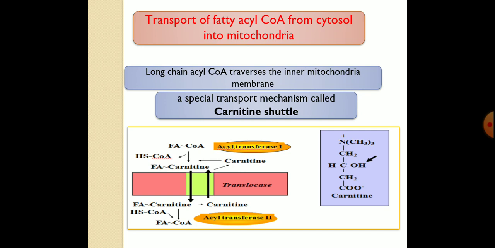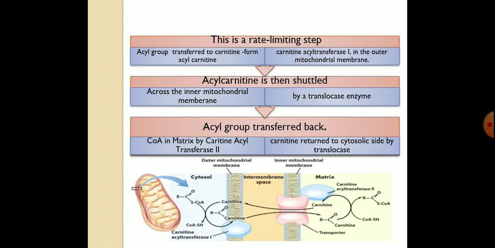So once there is formation of fatty acyl coenzyme A, this long chain acyl coenzyme A traverses the inner mitochondrial membrane. A special transport mechanism is used for this purpose, which is known as the carnitine shuttle. The detail of the carnitine shuttle is represented in the diagram along with the structure of carnitine.